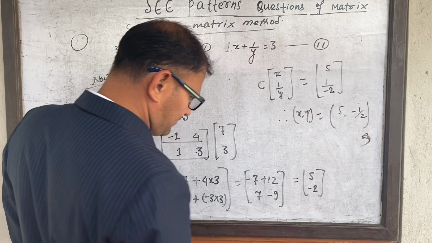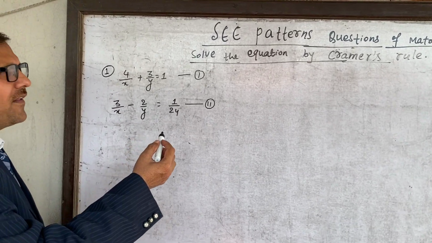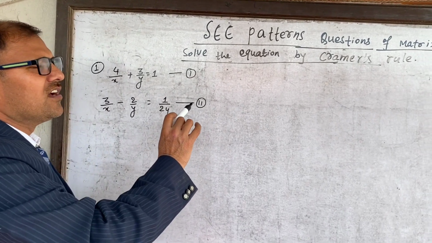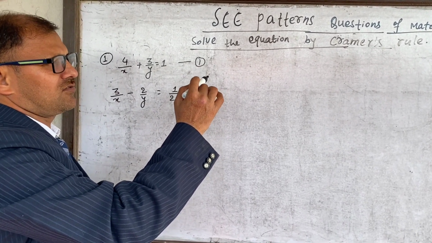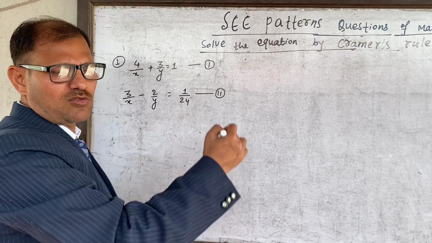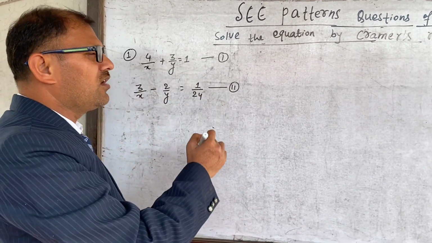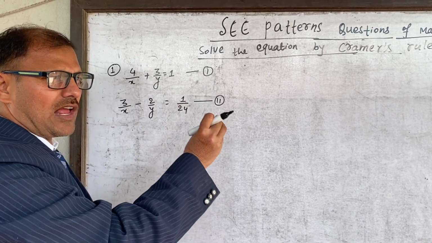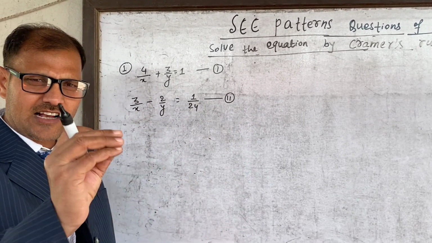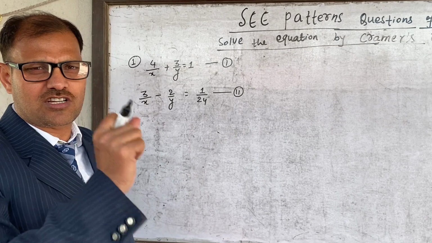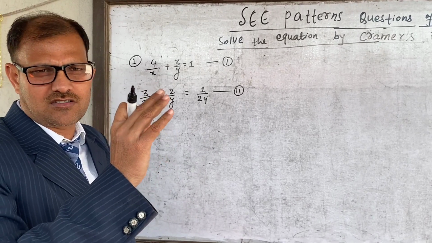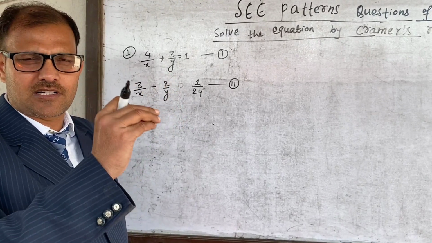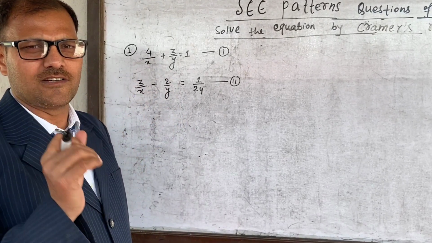This is the answer. Once more you see, now this SC pattern question: solve the equation by Cramer's rule. In Cramer's rule, first you are given the equations. From the equations we first write separately the x coefficient, y coefficient and constant. Then we find all the determinants D, D1 and D2. After that you find the values of x and y.